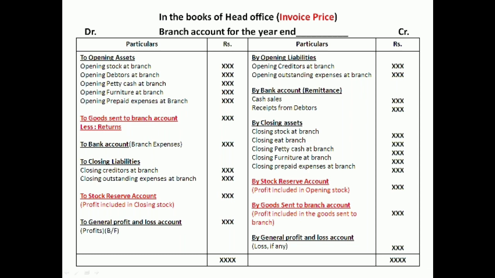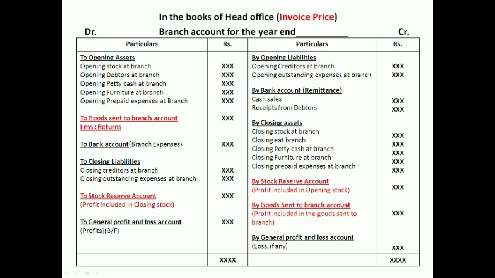So first, on the debit side, to stock reserve account, which is the profit included in the closing stock. As I told you, the invoice price will be used to maintain the confidentiality about profit margin, and under invoice price the cost will be added along with the profit. So that profit will be in the form of stock or in the form of goods sent to branch. So while doing under invoice price method, for both opening stock, closing stock, and whatever the goods which will be sent by the head office to the branch, on these 3 amounts the profit will be included. So that profit we need to segregate and we need to show separately.